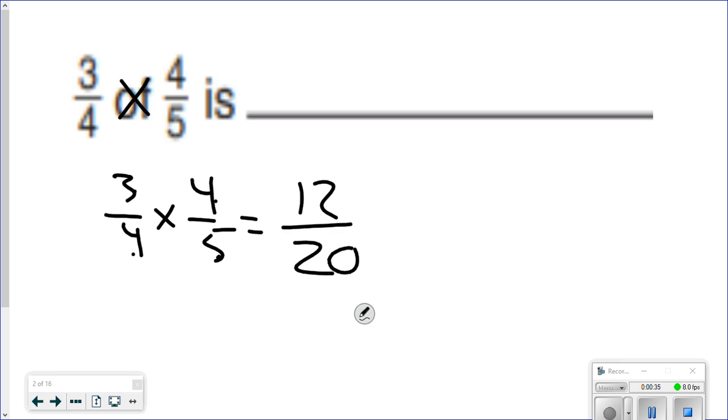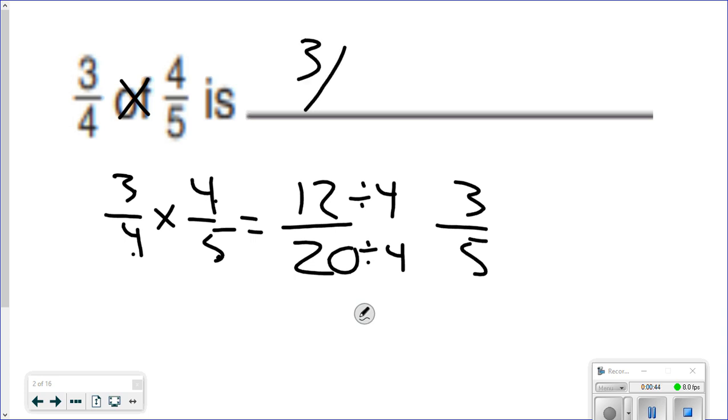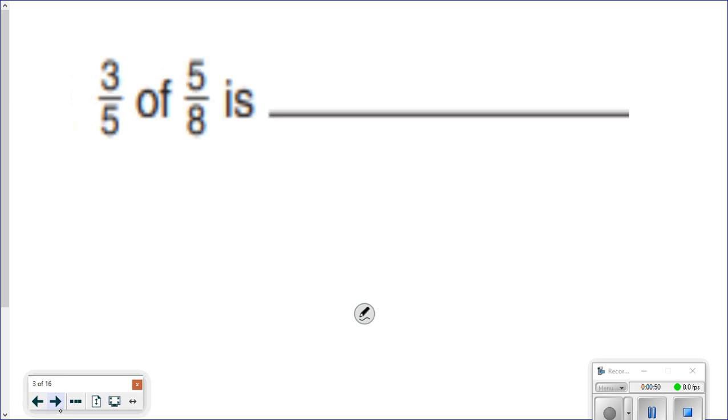What number can go into both of these? Let's divide both of these by 4. 12 divided by 4, you get 3. 20 divided by 4, you get 5. 3/5 is your answer. Now there's a technique, there's a trick I'm going to be teaching you later on in the lesson, but keep watching closely.